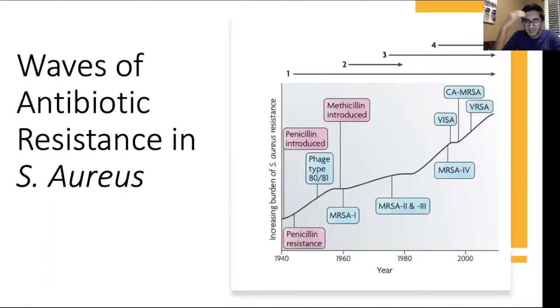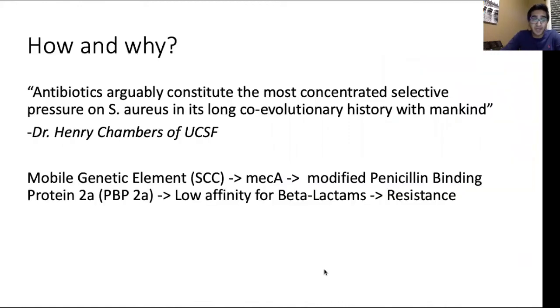Well, what's causing this resistance? And for a long time, scientists were puzzled by this question of what's causing resistance. And in Staph aureus, Dr. Chambers describes it really the best. And he says that antibiotics constitute the most concentrated selective pressure on Staph aureus isolates in its long coevolutionary history with mankind. I couldn't have put it better myself.